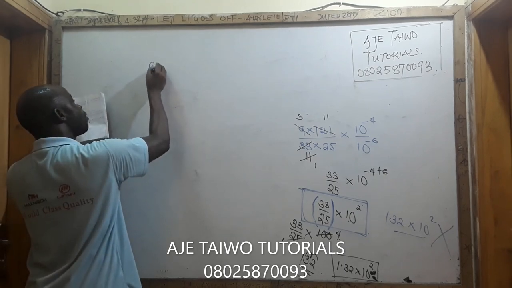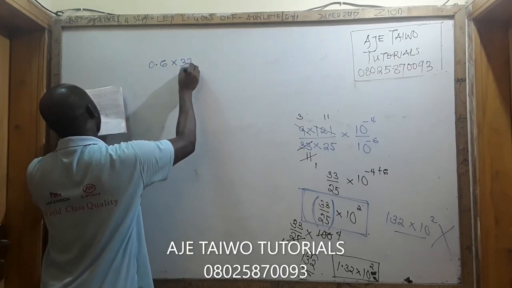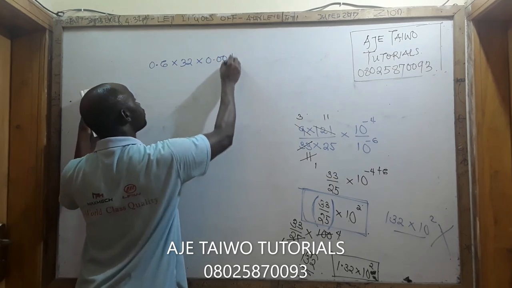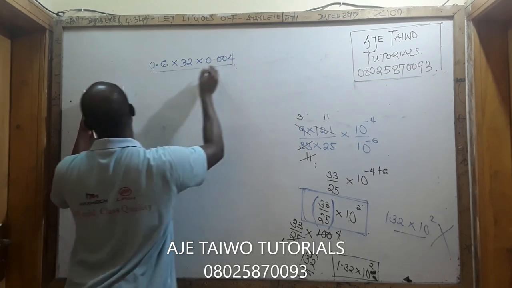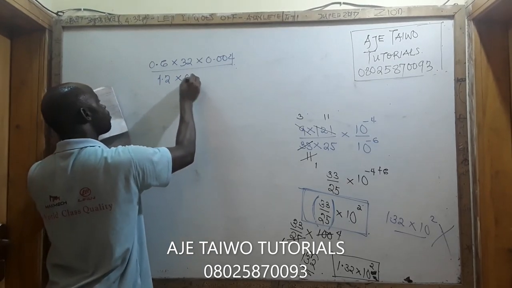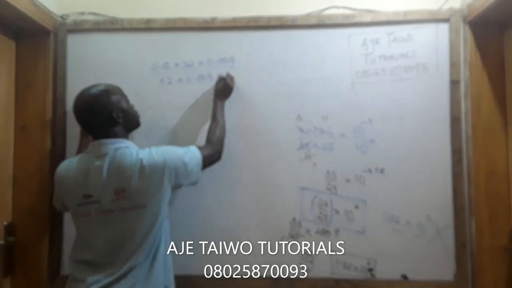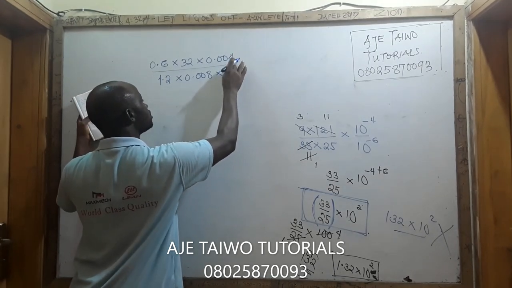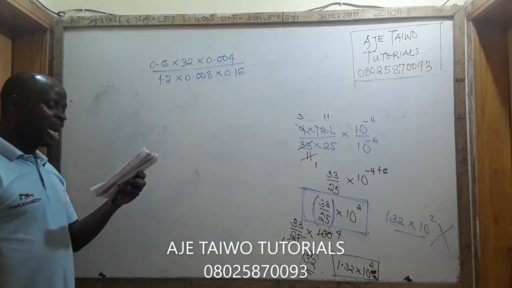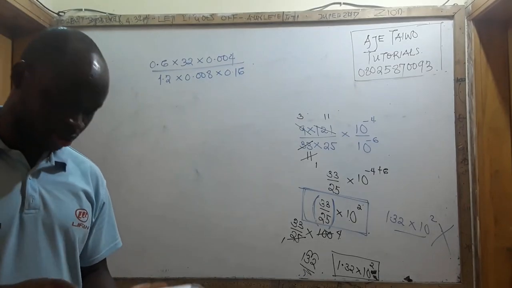simplify 0.6 times 32 times 0.004 all over 1.2 times 0.008 times 0.16, leaving the answer in scientific notation.